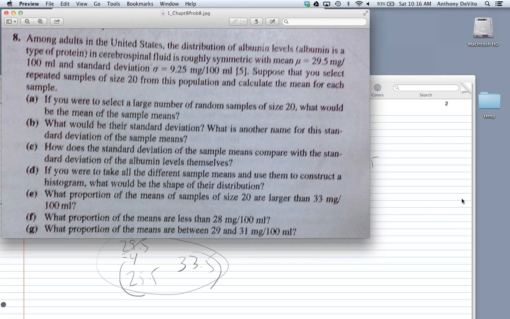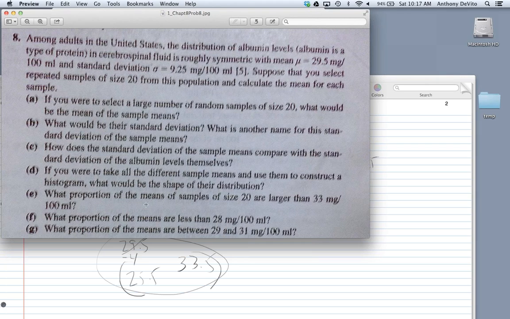What's the name of that theorem that tells us that if we have large enough samples, or if we have small samples and the population is normally distributed, or if we take large samples and the population is not perfectly normally distributed, we wind up with a situation where the sample means themselves are normally distributed? Right, central limit theorem. Thank you again. If you were to take all the different sample means and use them to construct a histogram, what would be the shape?